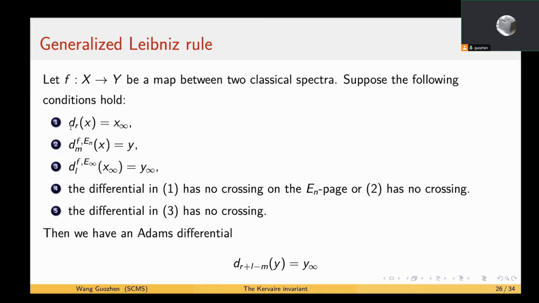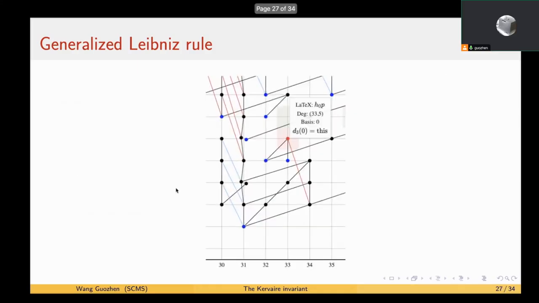So all the non-crossing conditions are checked, and we can use the generalized Leibniz rule to conclude that because we have this D2 differential, we have this hidden new extension, and we have this new extension, we can conclude there is a non-trivial D3 differential.